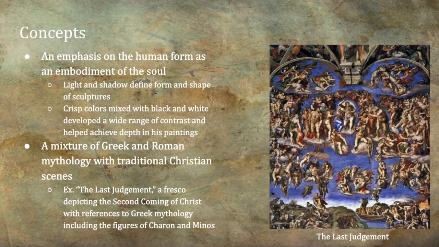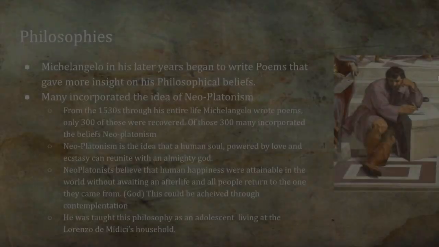To do this, he utilized light and shadow to define the form and shape of his sculptures, as well as crisp colors mixed with black and white to develop a wide range of contrast and help achieve depth in his paintings. He primarily centered his pieces around a mixture of Greek and Roman mythology with traditional Christian scenes. An example of this is his fresco, The Last Judgment, which depicts the second coming of Christ with references to Greek mythology, including specific mythological figures.